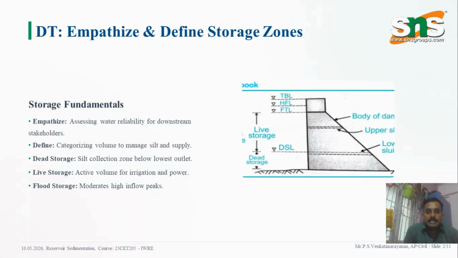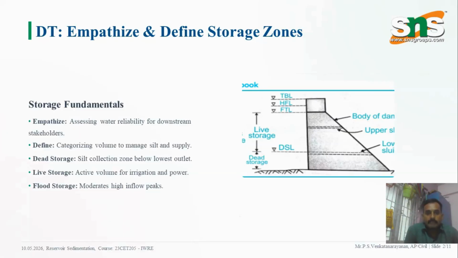Let us begin with the basic storage zones of a reservoir. Reservoir storage is divided into different categories based on function and operating levels. First is dead storage, which is the portion below the lowest outlet level. This zone mainly stores sediment deposits and is not normally used for water supply. The second zone is live storage, which is the active storage used for irrigation, hydropower generation and water supply. This is the most important part of the reservoir for daily operation.